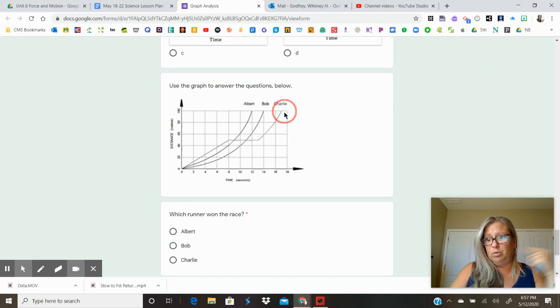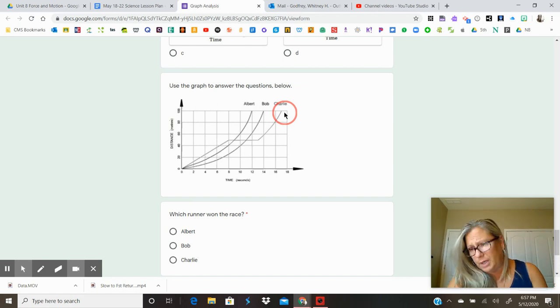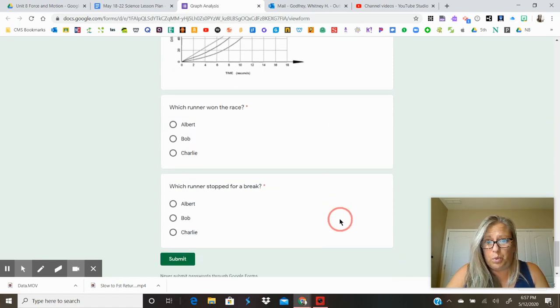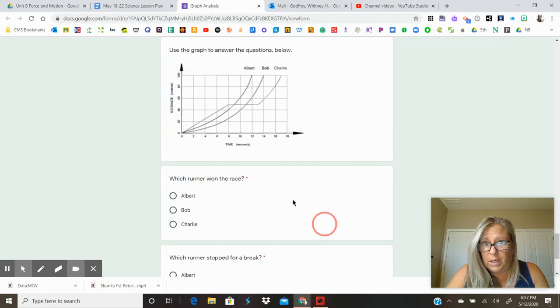So if it takes you more time, is that faster or less time? Think about if you run the meter, the 50, whatever, you always want to come in less time. Less time is faster. All right, so who won the race? Look for the one with the fastest time, the shortest amount of time. All right, and which runner stopped for a break? Find the one that has a flat one in it. See, I think that's why Charlie took so long, because he took a break right here. See that flat horizontal line?